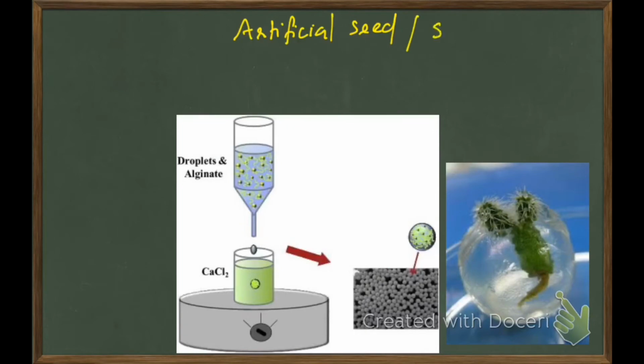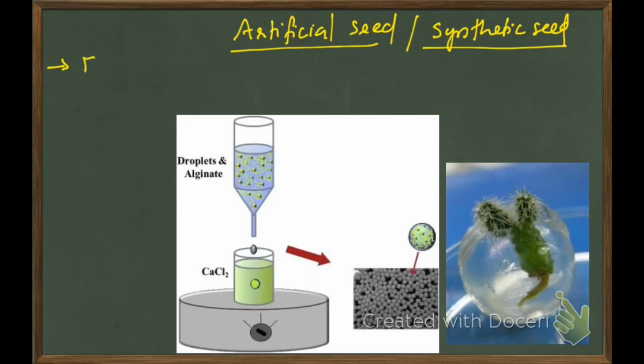Artificial seed or synthetic seed. Actually we can say that this can be utilized for rapid and mass propagation of plant species. You know, generally seeds are formed after fertilization. We can generate artificial seeds in the laboratory, and those seeds can be used as normal seeds. Okay, it is at par with normal seeds and can be utilized to grow and disperse these plants.